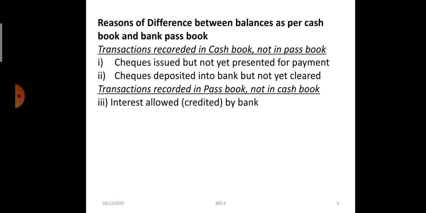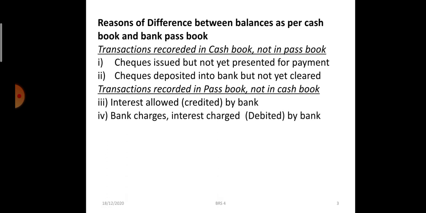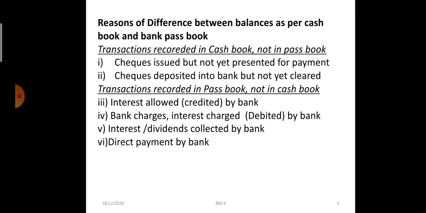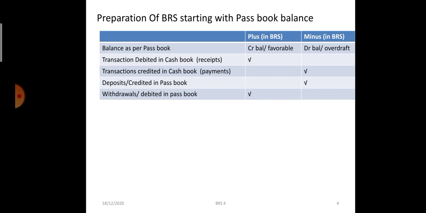Similarly, transactions recorded in passbook but not in cash book: interest allowed by bank or interest charged by bank, bank charges, interest or dividend collected by bank on behalf of the customer, direct payment by bank, direct deposit by a customer, dishonor of bills discounted, and bills collected by the bank on behalf of the customers. These entries are recorded in passbook but not in cash book, and due to these entries there is a difference in the cash book and passbook balance.